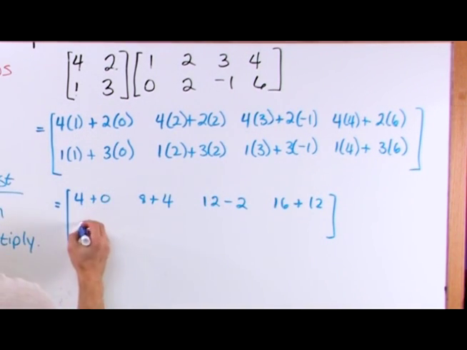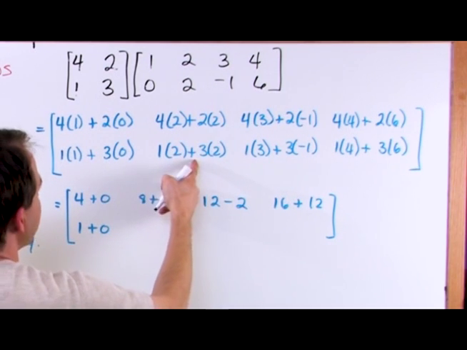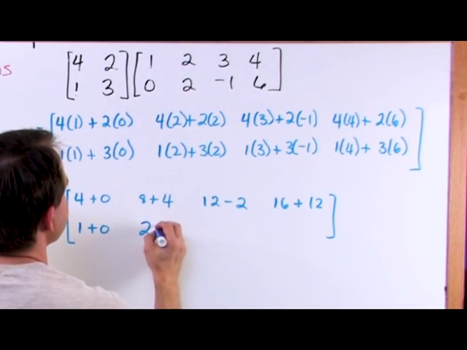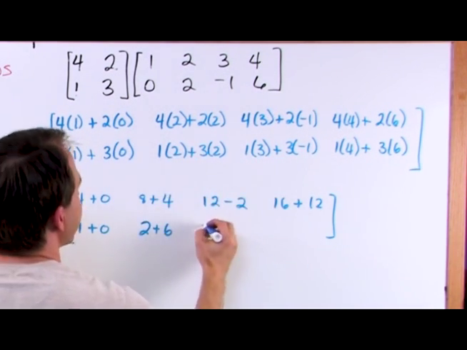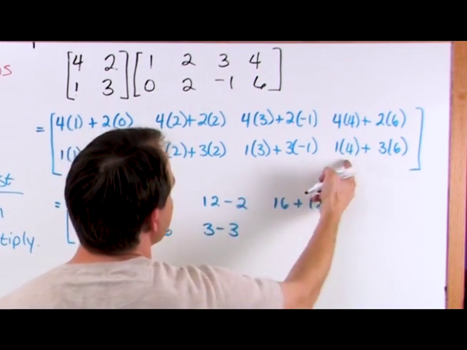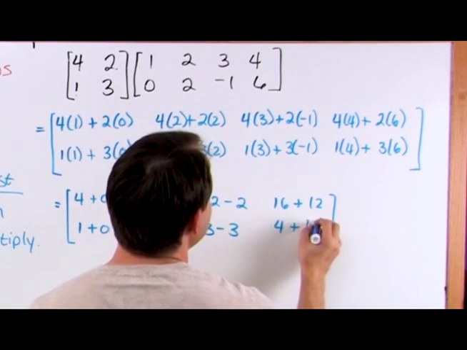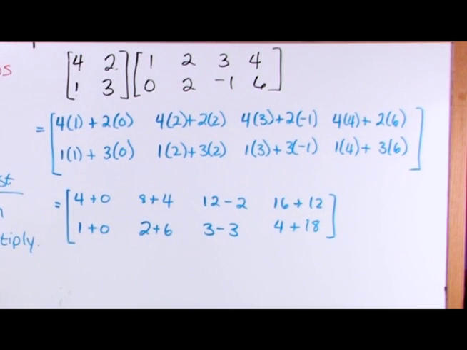And then down here I'm going to have 1 plus 0. And then over here, 2 plus 6. And then over here, 3 minus 3. And then over here, 4 plus 18. 3 times 6 is 18, right?